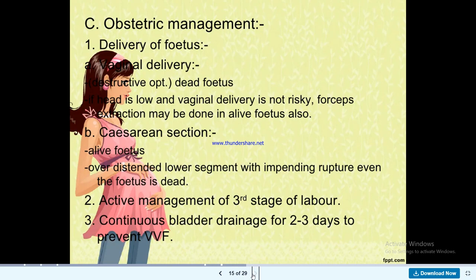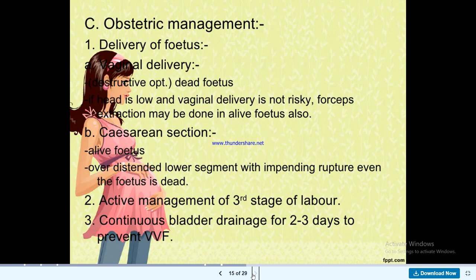Obstetric management. Number 1, delivery of the fetus. In the delivery of the fetus, number 1 part is the vaginal delivery. Destructive procedure is only done when the fetus is dead. If the head is low and vaginal delivery is not risky, forceps extraction we usually do, and extraction may be done in an alive fetus also.